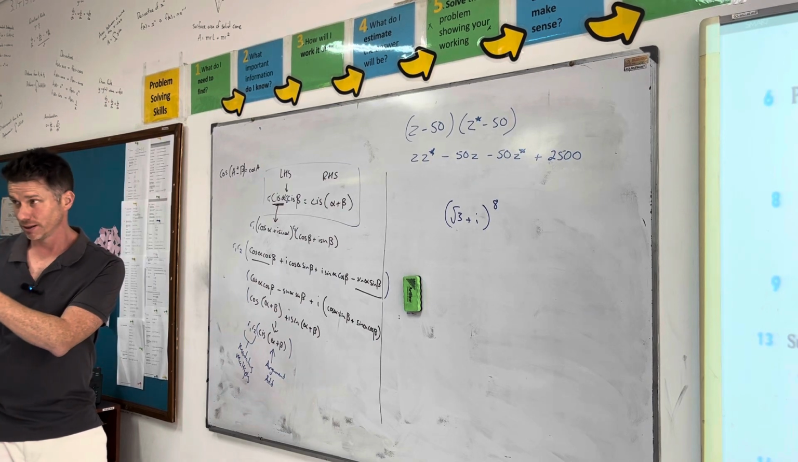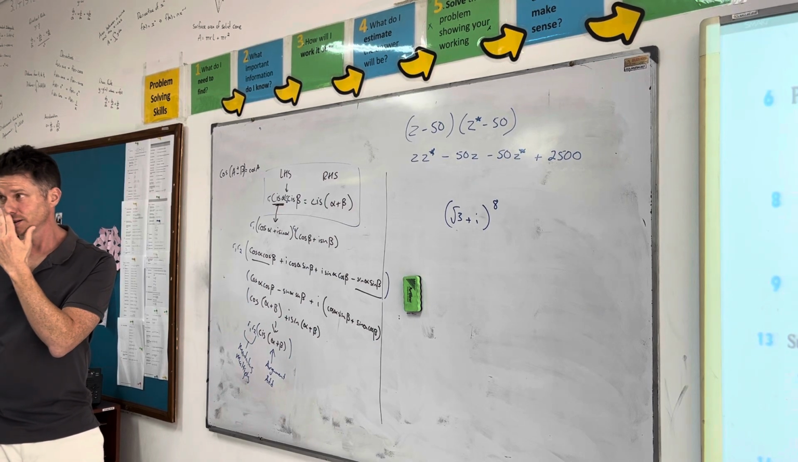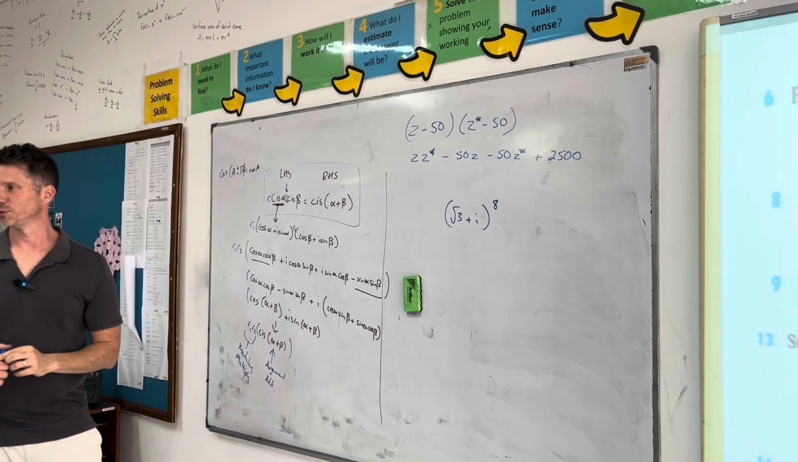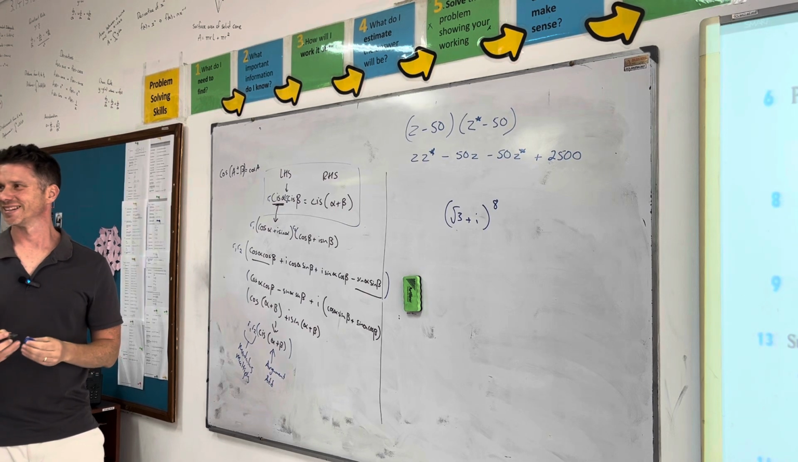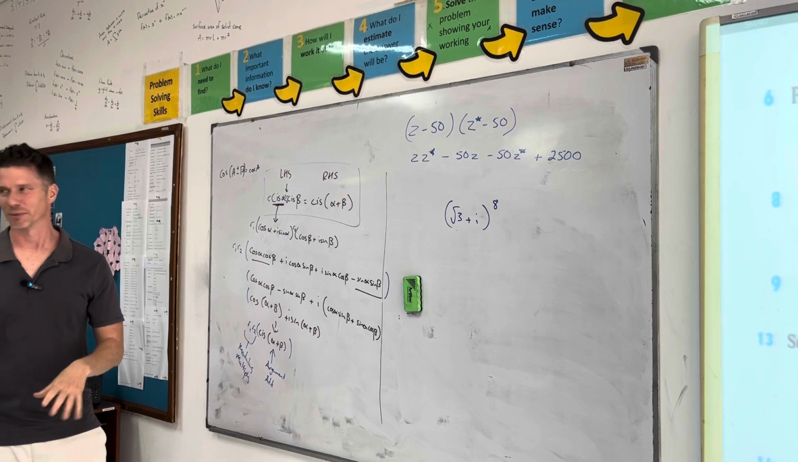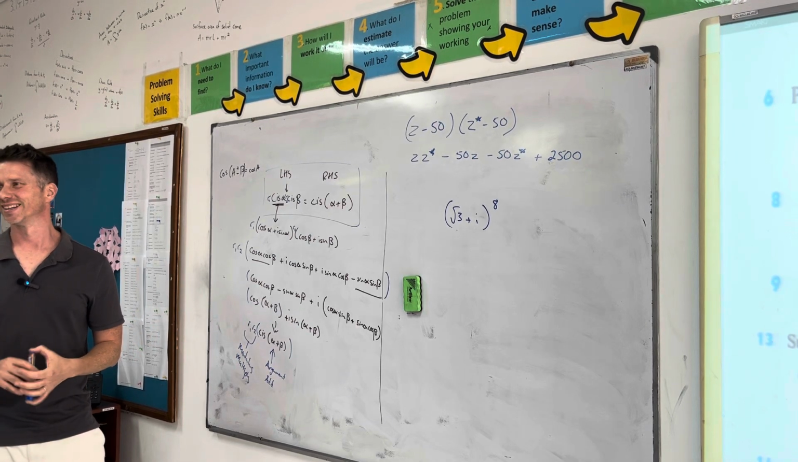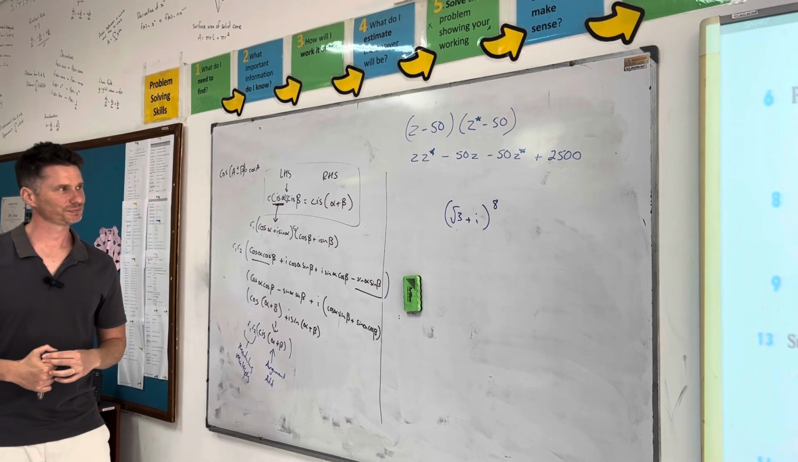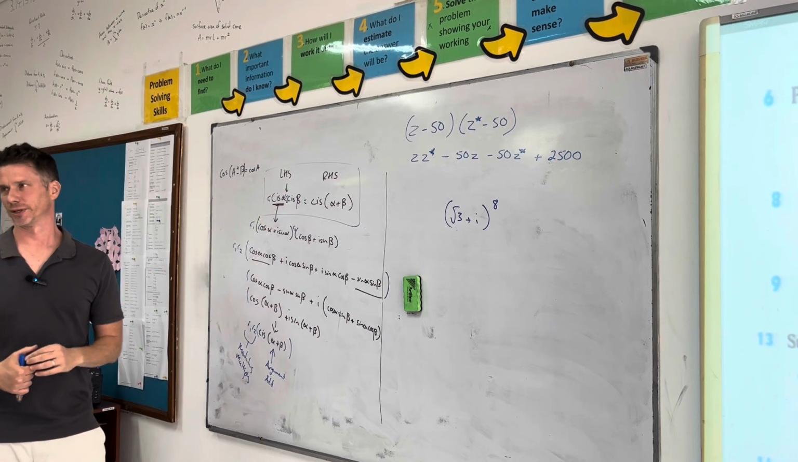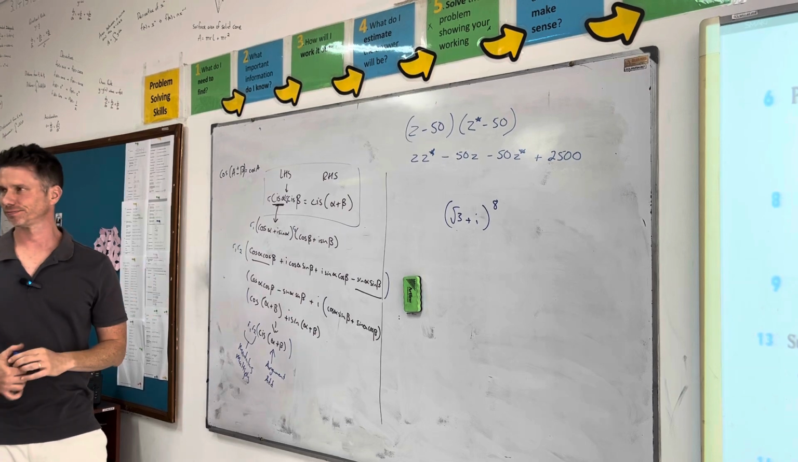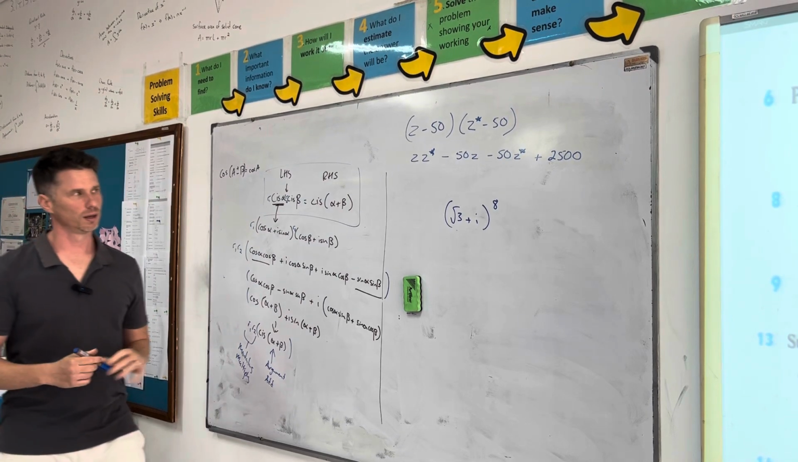Or r e to the i theta, is it that one? Someone was doing Euler's form, yeah. We haven't got there yet. You've got to stick to what we've done in class, not what you did with your tutor. Wait, so how would you do it? Something about this will work.